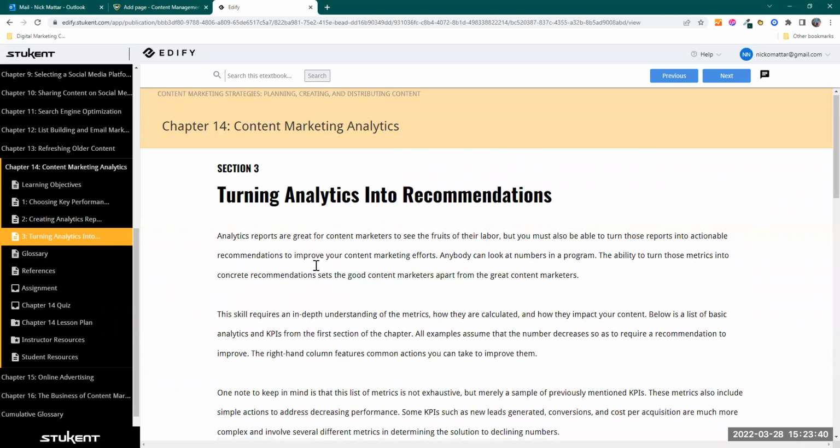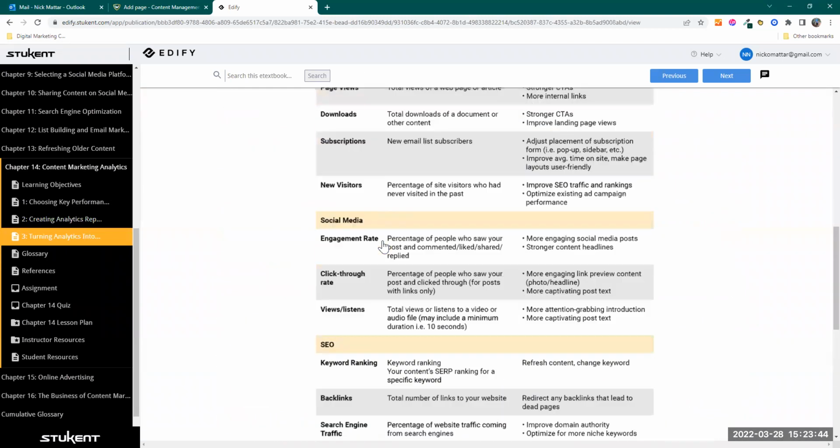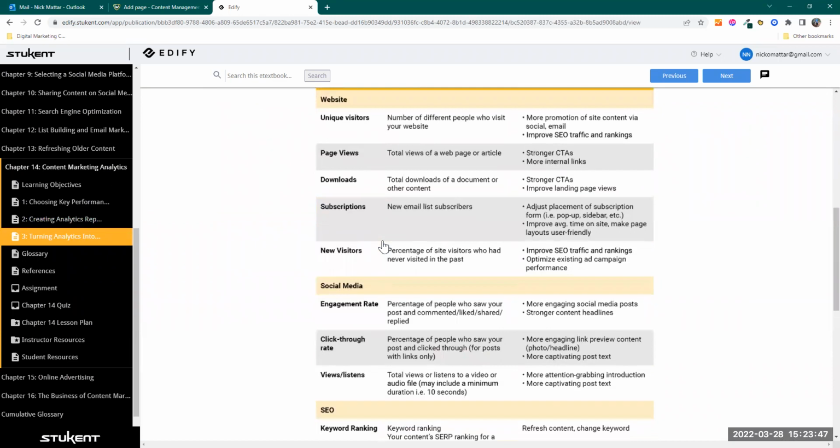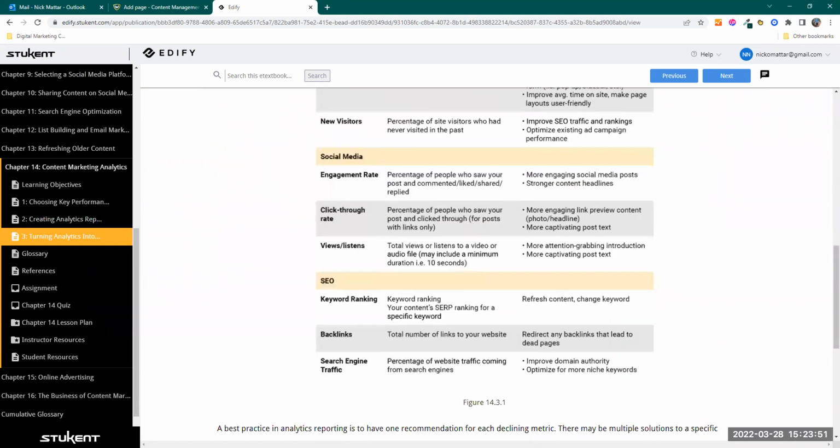Final point, number 3, turning analytics into recommendations. This is a really large, kind of a long table. You don't need to memorize them all, but you're going to have to know some of them.